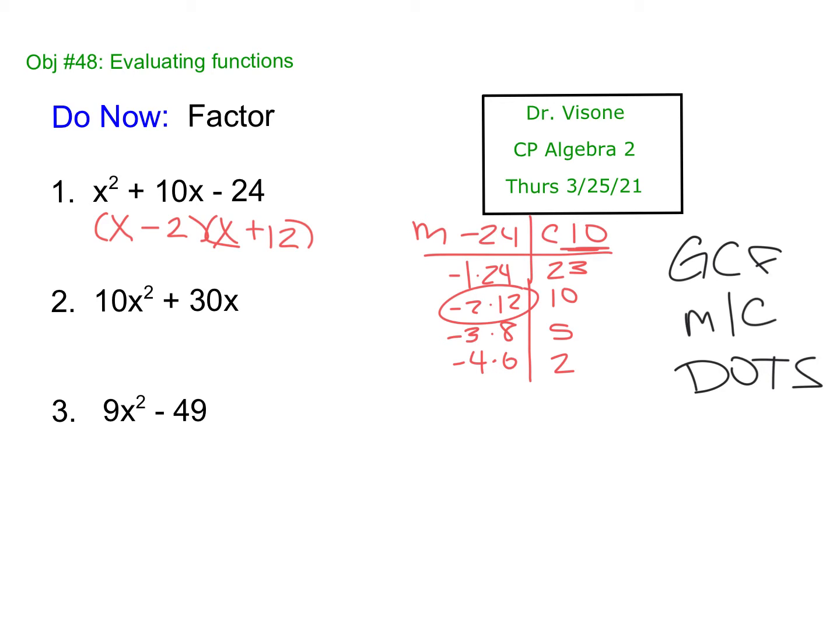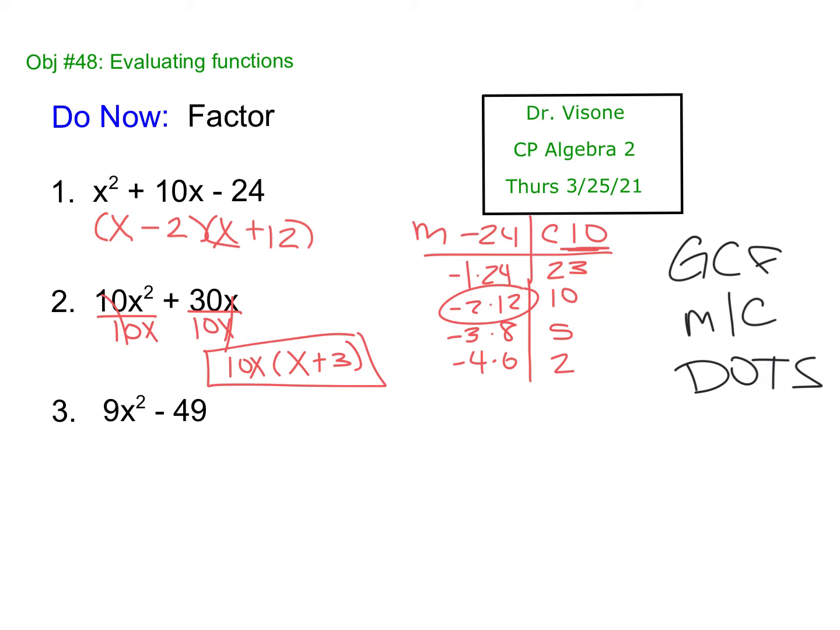The second one, that's a GCF. We know that because there's x's everywhere, and also we can divide by 10, right? So 10x and 10x is our GCF. When we divide, we get x plus 3. 10's cancel, the x's cancel, parentheses, GCF on the outside.